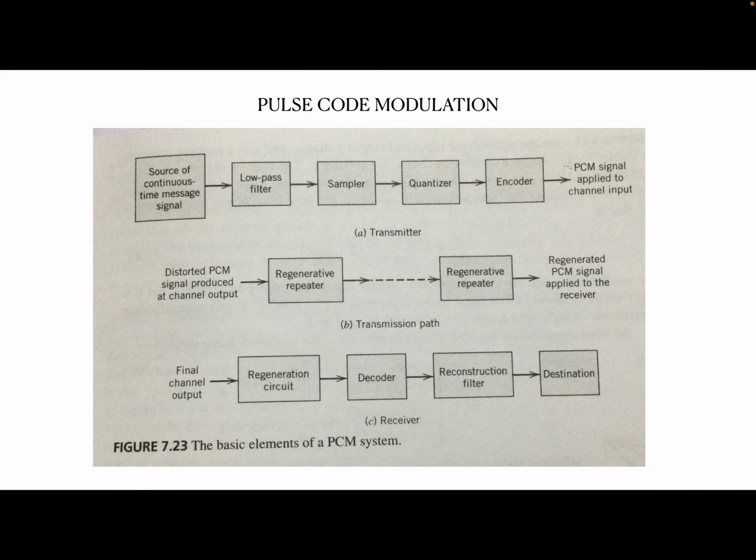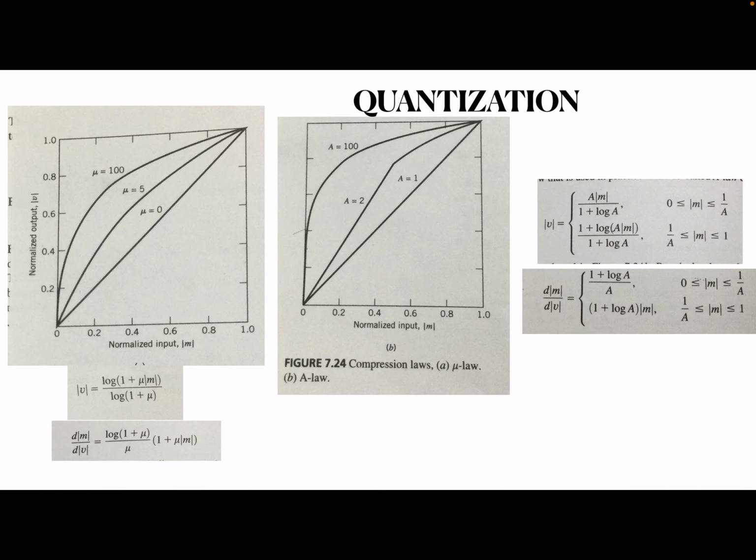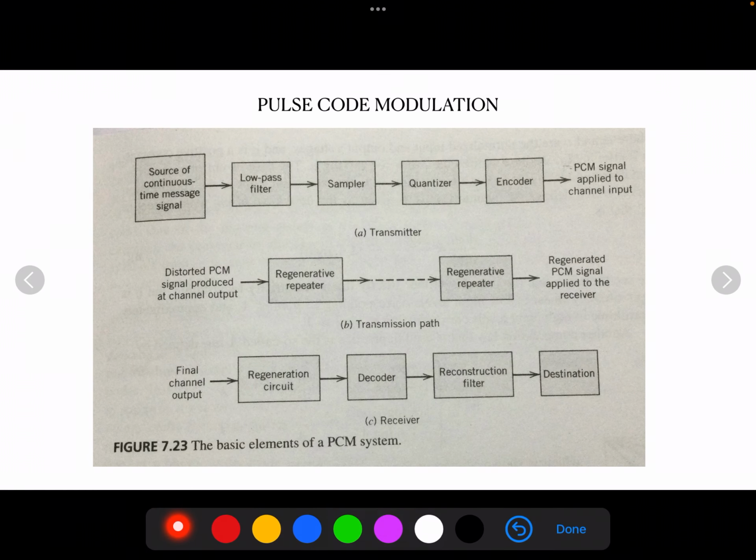The basic operations performed in the transmitter of a PCM are: one is sampling, quantization, and encoding. This is with respect to the transmitter. A low pass filter prior to the sampling is used. It is included to prevent the aliasing of the message signal.